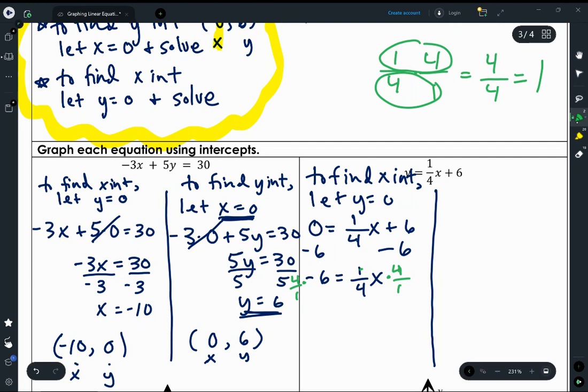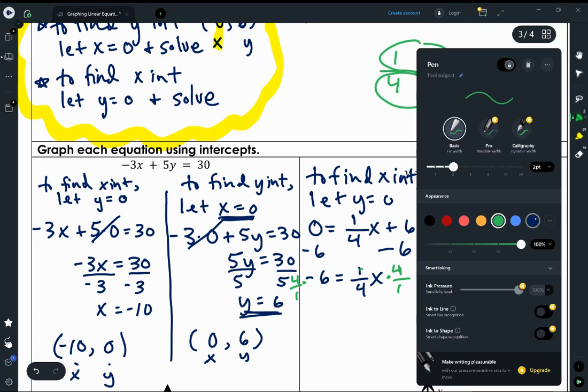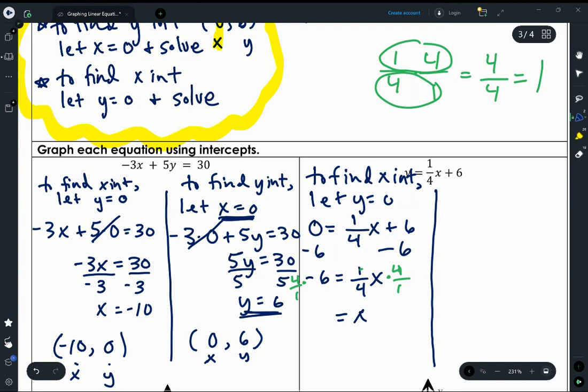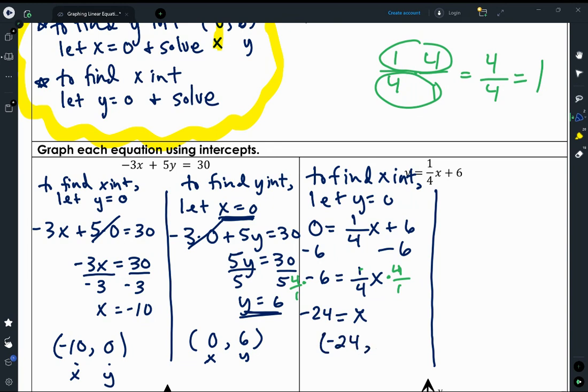So all of that work, what we're doing there is we're just really getting our x by itself. So this is just going to be x on this side, and I've proven it up on my scratch work. On the other side, 4 over 1 times negative 6 is just really 4 times negative 6, which is negative 24. And so my x-intercept is negative 24, comma 0.